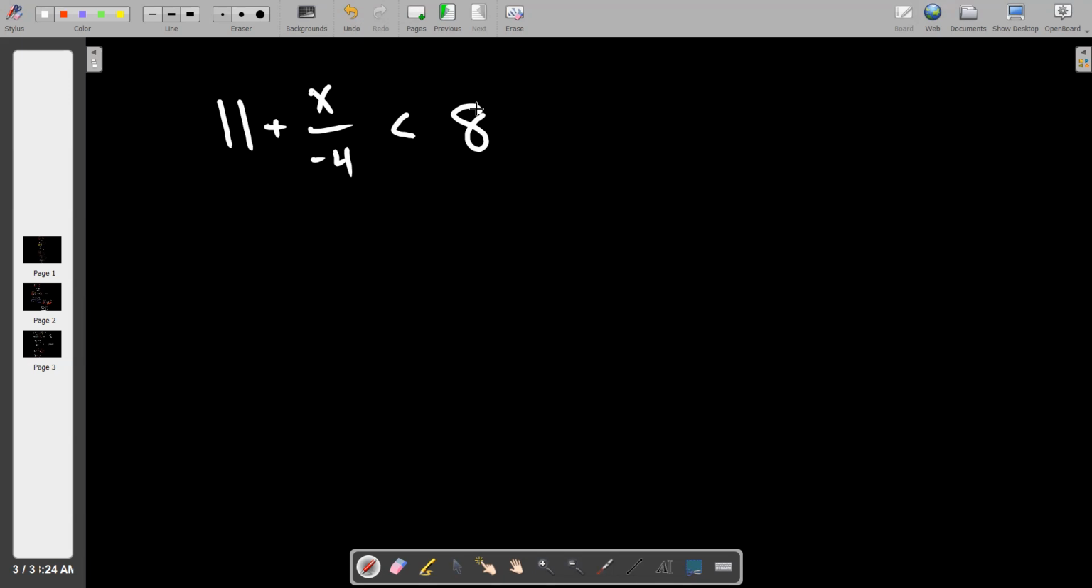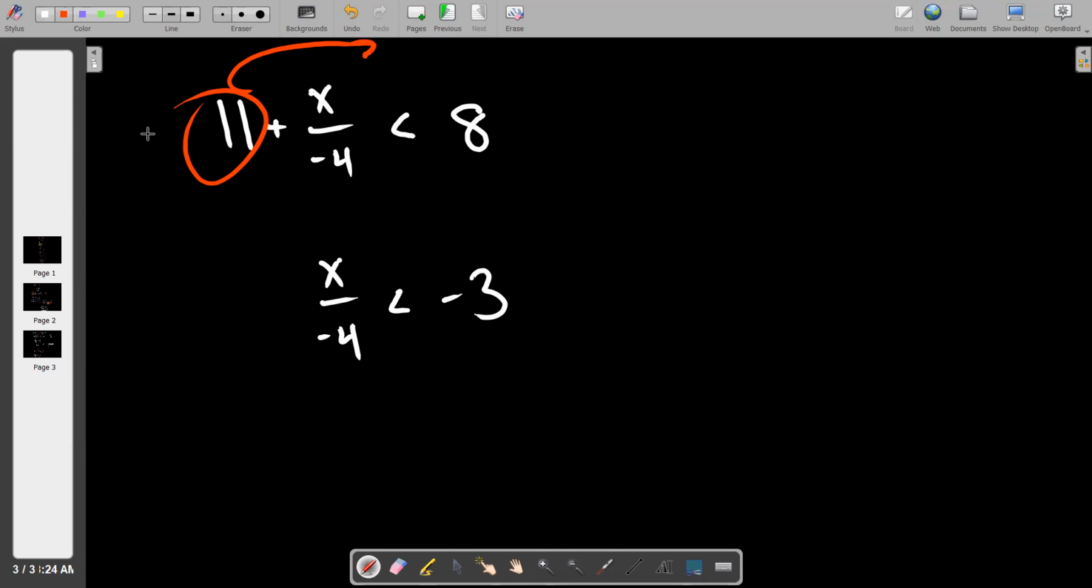Let's go ahead and move the 11 first in this case, because it's not wrong if you multiply, but I want to multiply by less stuff if I can. So I'm going to move the 11. I'm going to say positive 11, make like a banana and split. Get over there to the other side. So I subtract him to make him go over there, and I'm left with x over -4 is less than what? 8 minus 11 is definitely -3.